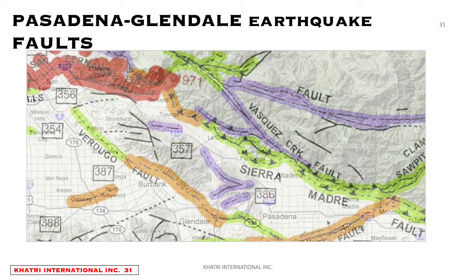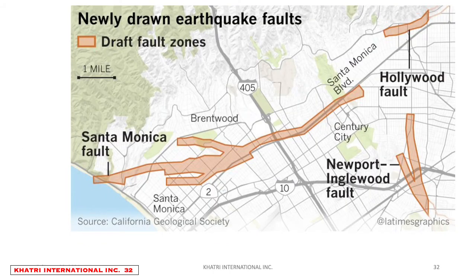And all of these lines, the difference between the highlighted lines and the non-highlighted lines are the activity. And then the dashed means that we really don't know where that fault goes or where it ends. There's a lot of unknown faults. The Northridge earthquake occurred on an unknown fault. And these are newly drawn earthquake faults that were discovered in the last 10 years, which are in the Santa Monica and in the Santa Monica Boulevard zone in Century City. And also there's a Hollywood fault that follows Hollywood Boulevard.